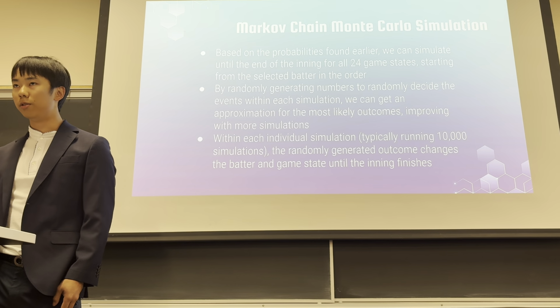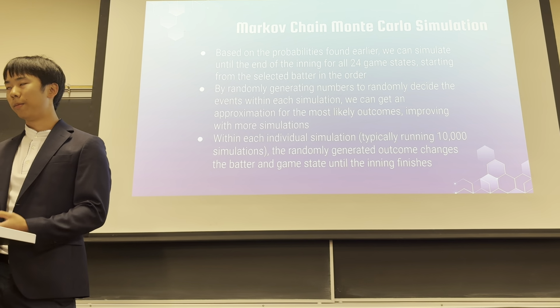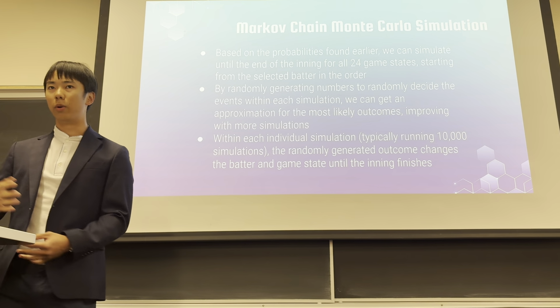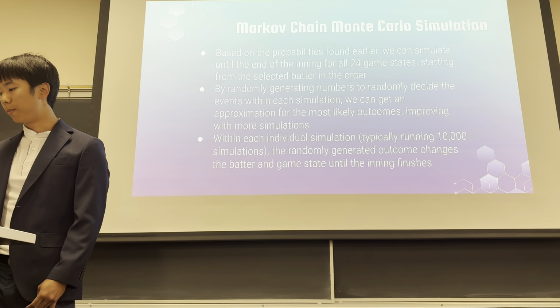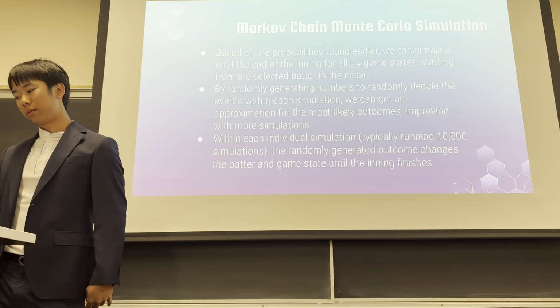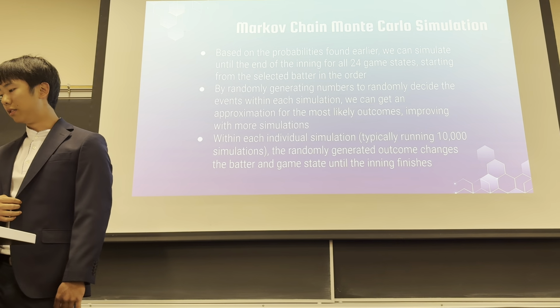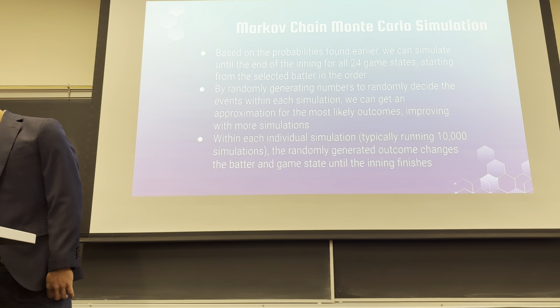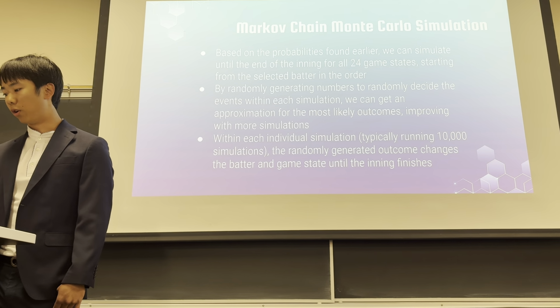And then the more times you do that, the more you start to get a more accurate picture of what the expected numbers are for each game state with each lineup. So the more simulations you run, and typically I run 10,000 simulations, the more accurate the randomly generated outcomes and numbers get. So now let's do a live demonstration of the website I built.